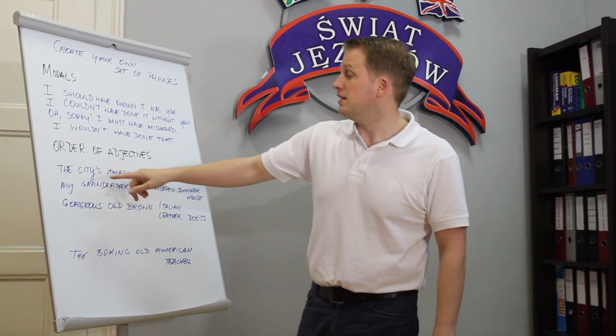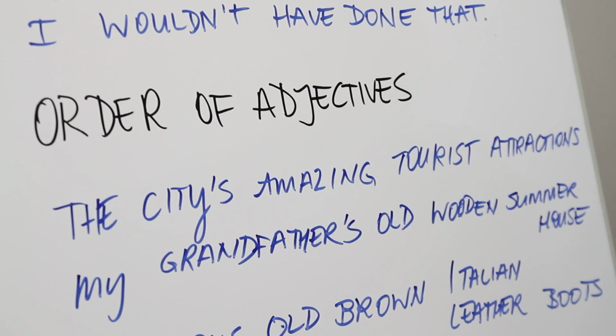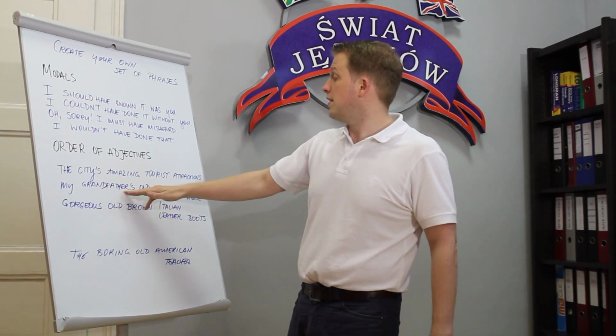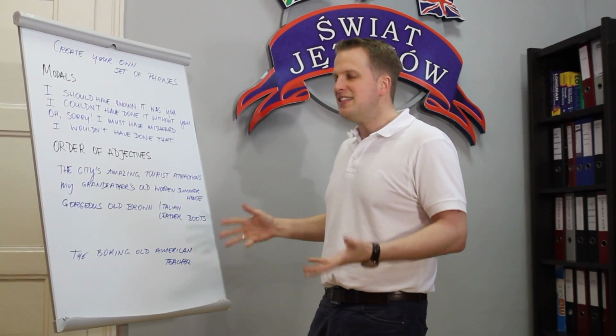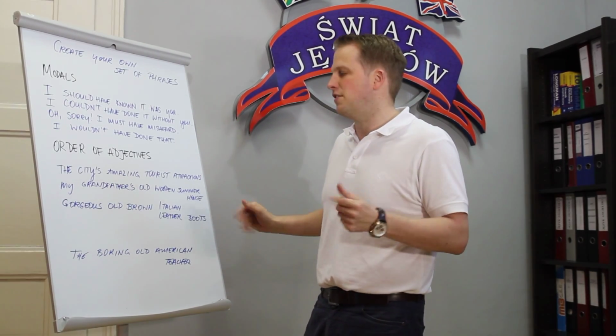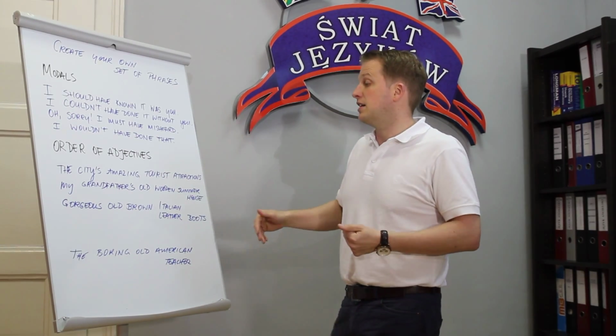Now, what we have here is "the city's amazing tourist attractions." That's something you could use when talking about Krakow, for example. Or "my grandfather's old wooden summer house." That's another good construction that sounds natural and not so contrived, not so artificial. Perhaps you could use that about a family house in the countryside.